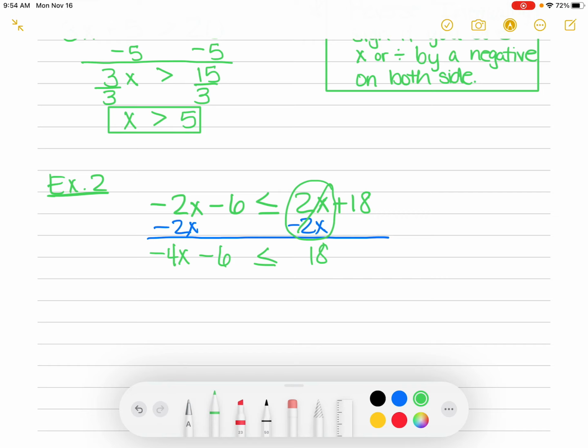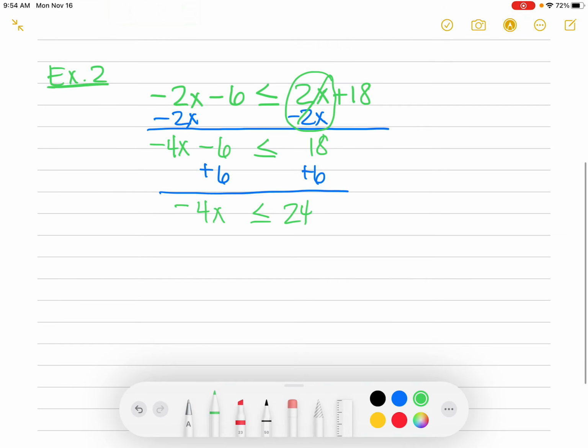Okay, now it's a simple two-step equation. So I'm going to add 6. And that will give me -4x ≤ 24. And then I'm going to divide by negative 4. And that's going to give me x and negative 6. And because I divided by the negative 4, that means that I'm going to flip my sign. So this is going to be greater than or equal to.